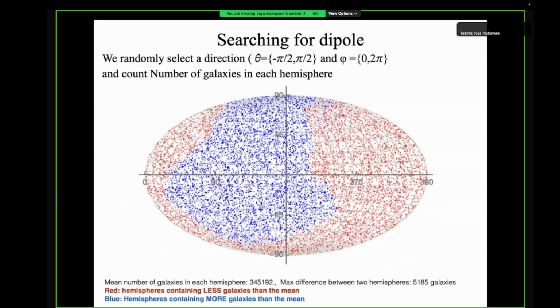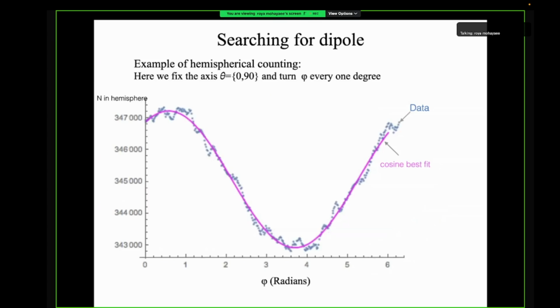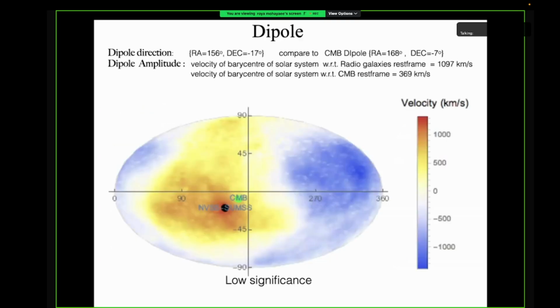This is one way of estimating our velocity. There are many other estimators. Here you see the number of sources in different hemispheres as a function of angle, and you see immediately a cosine. I'm not fitting really anything. This blue line is the data. So the data itself is giving me a cosine, it's giving me a dipole. It's just coming out of the data.